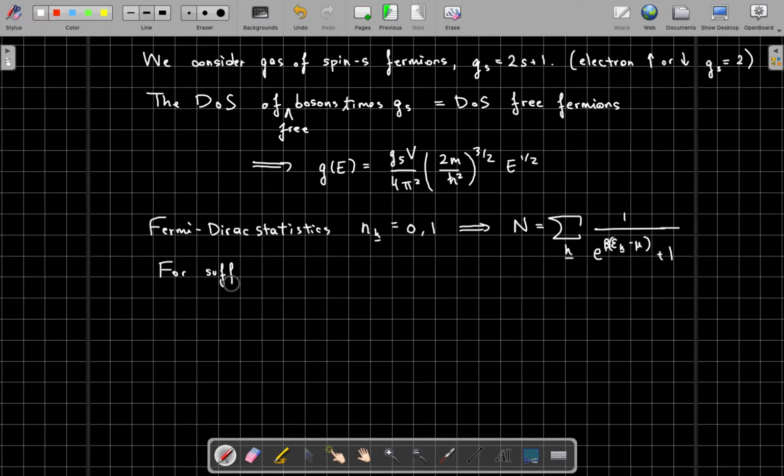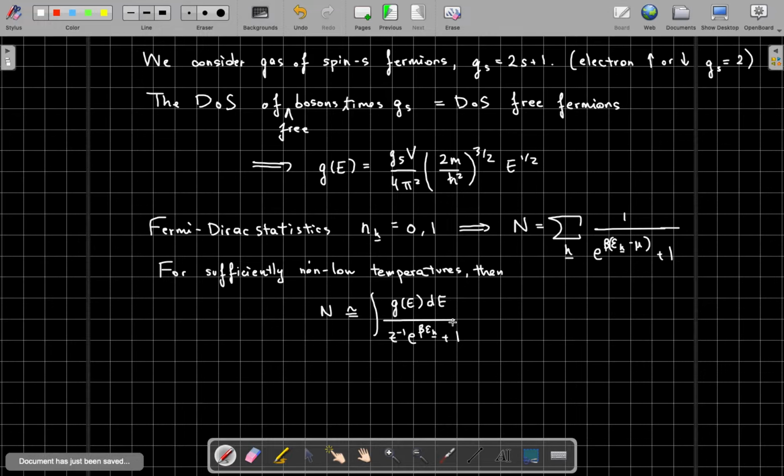So for sufficiently non-low temperatures, then N is approximately equal to an integral of g(E) dE, this is our measure, over z to the minus 1, which is really e to the minus beta mu, times e to the beta e_k plus 1. Okay? And this is an integral over all states.